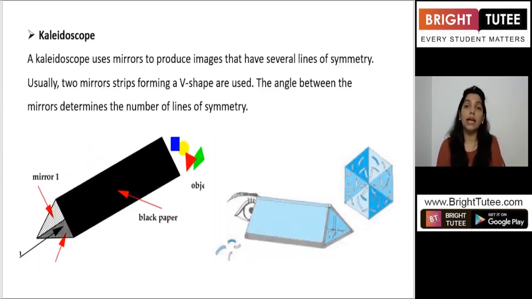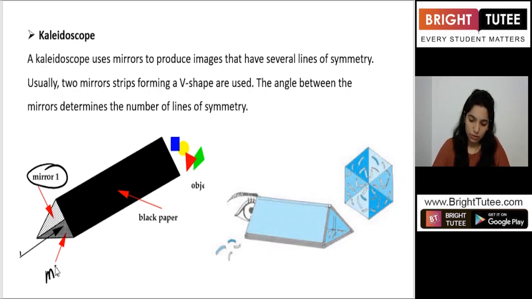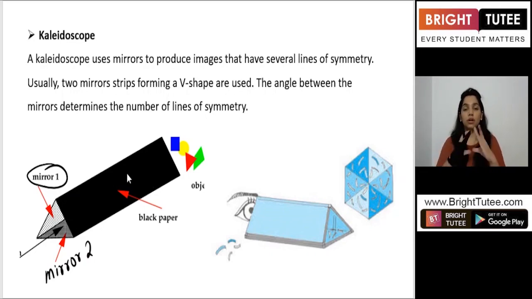Moving ahead to kaleidoscope. What is a kaleidoscope? This is again a very fun activity that you can do at your home. A kaleidoscope uses mirrors to produce images that have several lines of symmetry. Usually we use two mirror strips forming a V shape, as you can see here in the image. So here we can see this is mirror 1 and here we have got another, let me just write it, mirror 2. Here we have got two mirrors that we have attached, and on one side of the triangular face that we have made, we keep a black paper. Okay, we don't put any mirror over here.